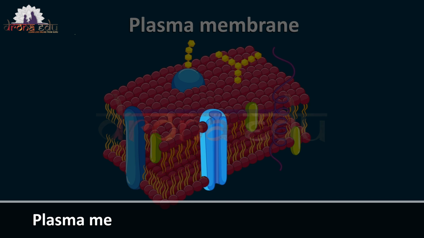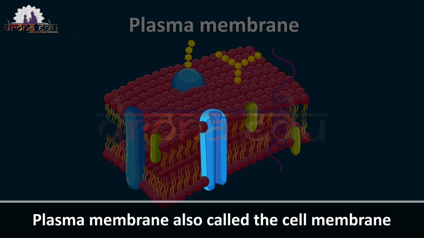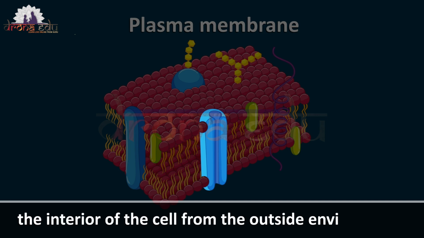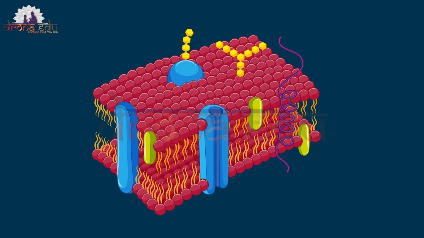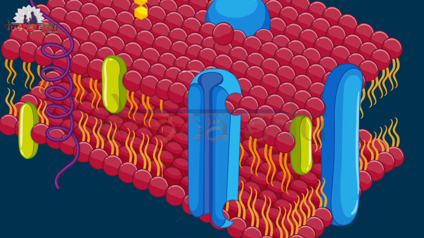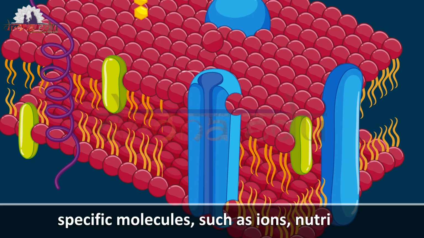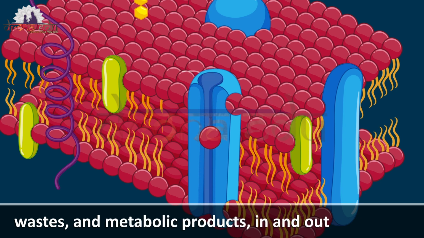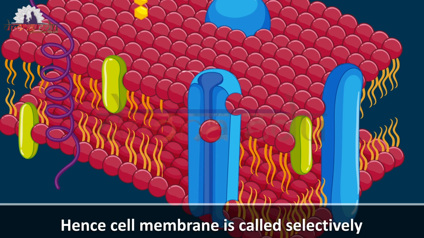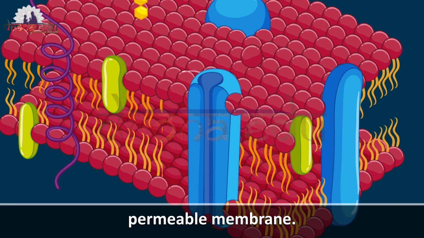Plasma membrane. Plasma membrane, also called the cell membrane, is the outermost covering of the cell that separates the interior of the cell from the outside environment. They contain receptors and channels that allow specific molecules such as ions, nutrients, wastes, and metabolic products in and out of the cell. Hence, cell membrane is called selectively permeable membrane.